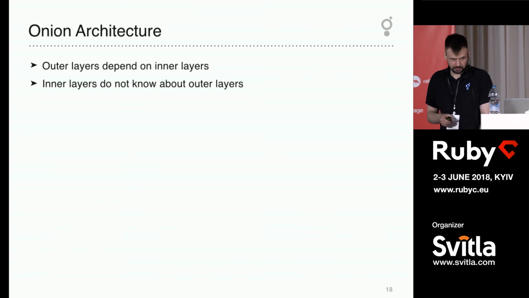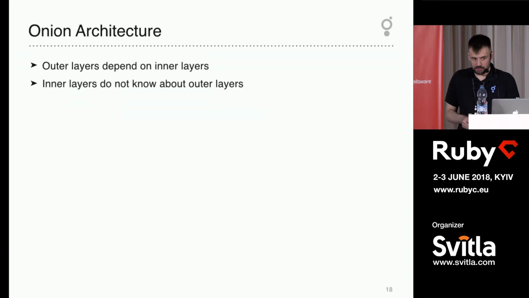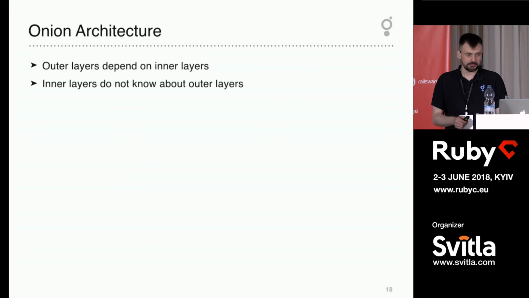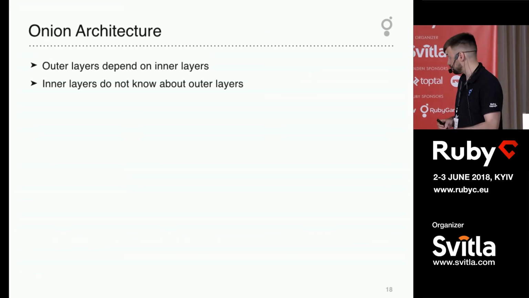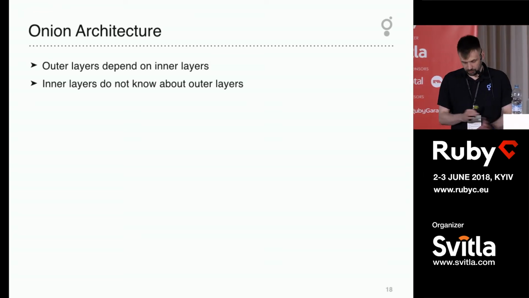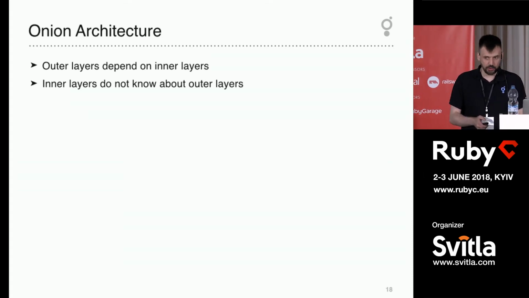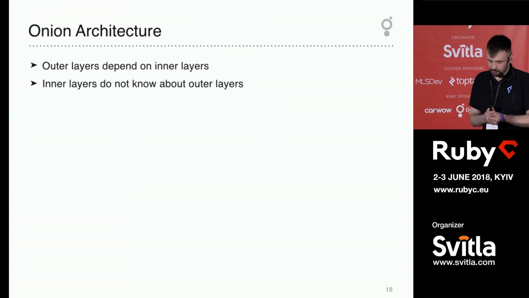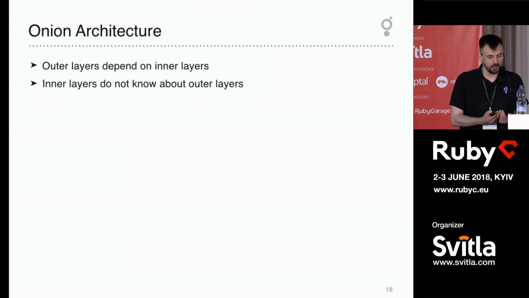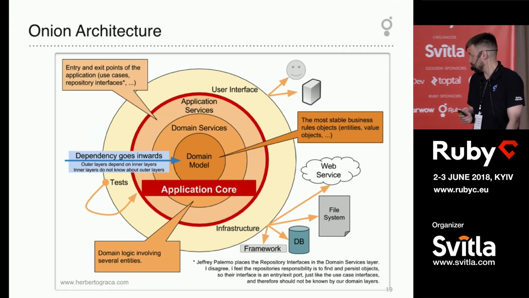Onion architecture is about our outer layers depending on our inner layers, and the inner layers do not know anything about our outer layers. It means our business logic knows nothing about our application layer. Our entities shouldn't know anything about, for example, the view part and the presentation layer.